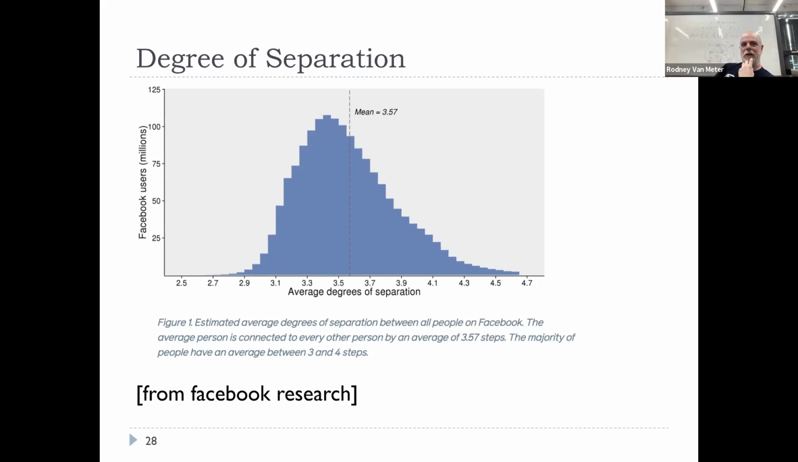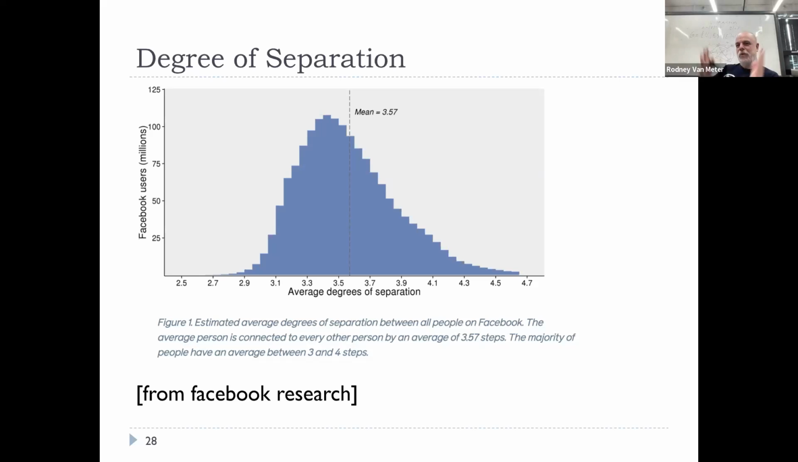So they have taken this set of statistics. I'm not actually sure what year this research was published, but what you're seeing here is the distribution of the average number of steps it takes to get from each individual on Facebook to every other individual on Facebook. So the average here was 3.57 steps.